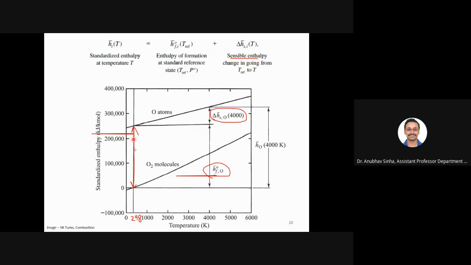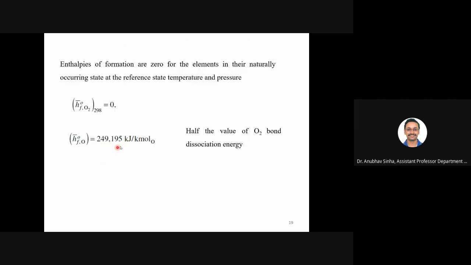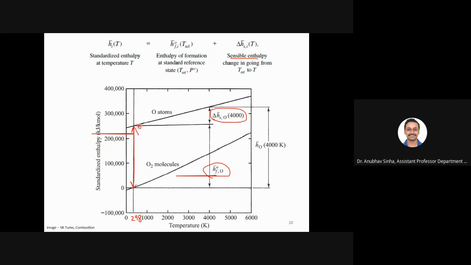Now this is the enthalpy of formation. What you see here, 249.195 kilojoule per kilomole. Okay. So why is this not zero? Why is it this value? Can anyone tell me? Oxygen is at room temperature. So why should it have such a big value? Why is it not zero?